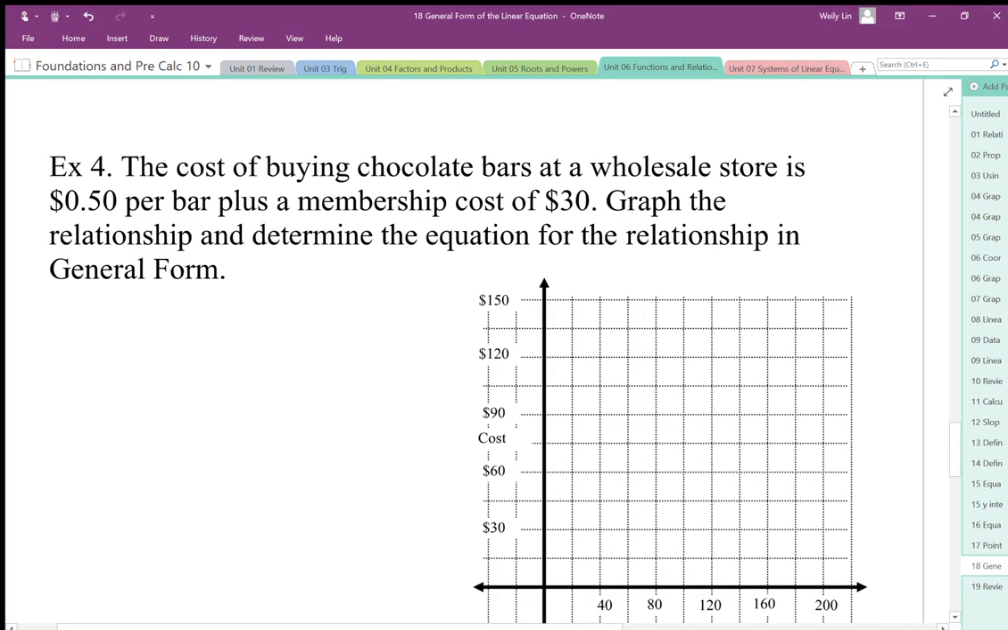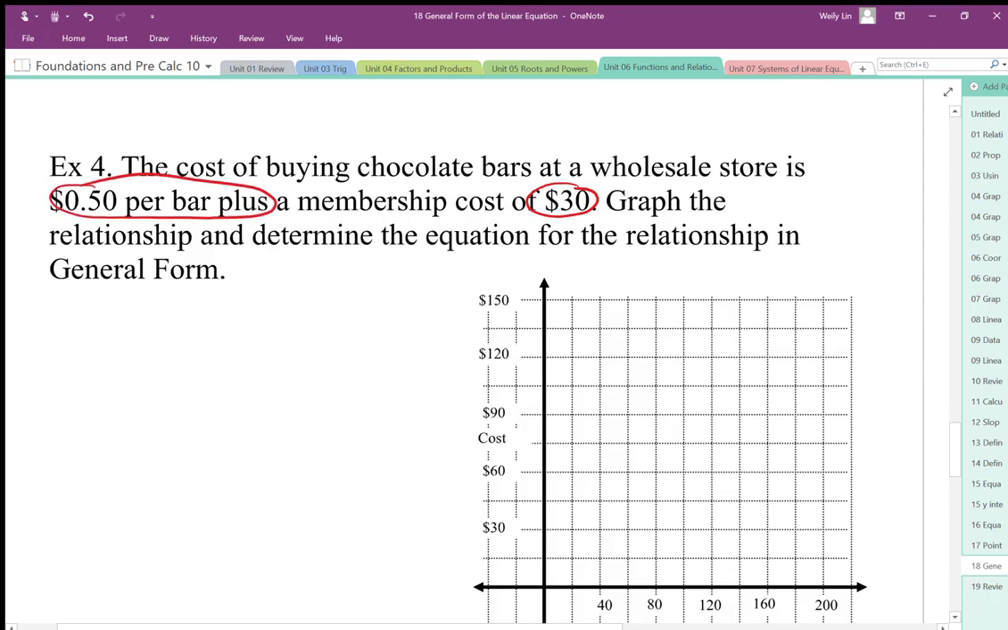So here's a word problem. The cost of buying chocolate bars at a wholesale store is 50 cents per bar plus a membership cost of $30. Graph the relationship and determine the equation for the relationship in general form. Well, this information has kind of been given to us in slope-intercept form, because we have a starting amount, which is our y-intercept, and we also have our rate, which should represent slope.